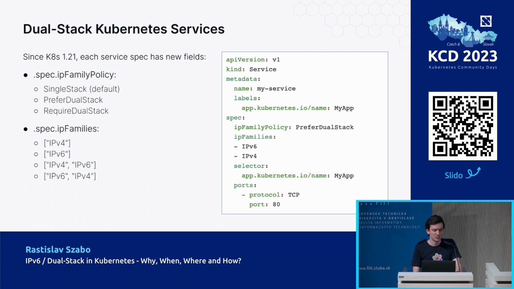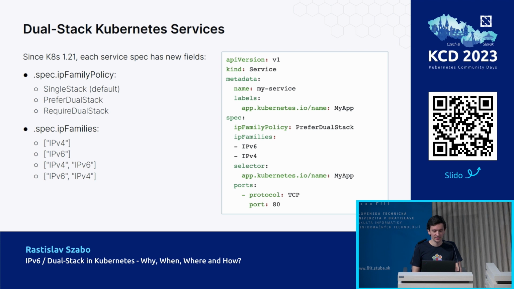Actually, since Kubernetes 1.21, each service spec has two new fields that you might have already seen. There is spec.ipFamilyPolicy, through which you can define whether a service should be single stack or dual stack. Single stack is default, and in case of dual stack, you have two options: PreferDualStack or RequireDualStack. It works the same way, just RequireDualStack would give you an error in case dual stack is not supported in the cluster.